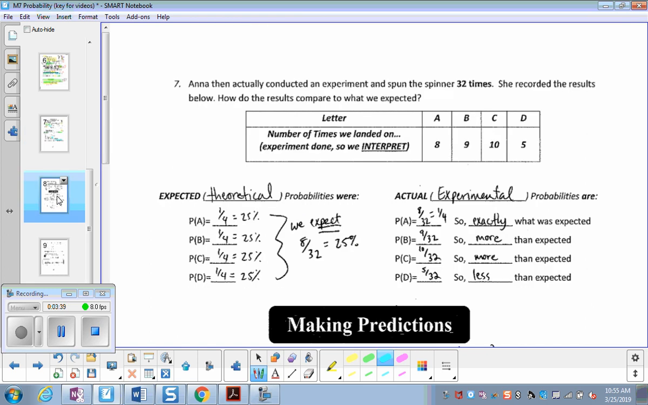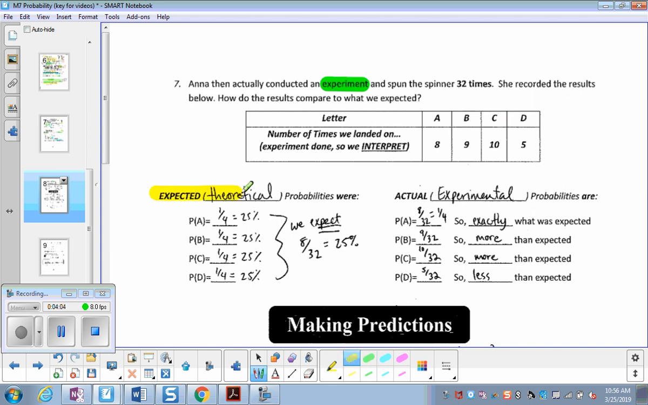So now what we have up top is that we actually conducted an experiment and spun the spinner 32 times. So now we've conducted an experiment. These results are going to be our experimental probabilities, okay? Looks like 8 of the times she landed on A, 9 of the times she landed on B, 10 of the times she landed on C, and 5 of the times she landed on D.